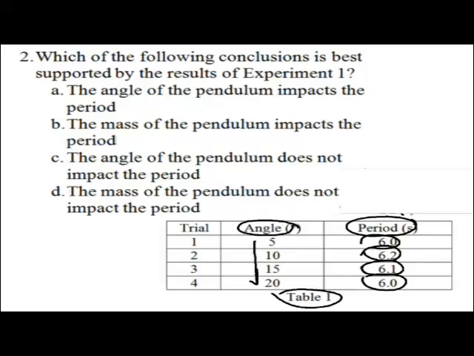All right, so let's look for an answer that supports that. Letter A, the angle of the pendulum impacts the period. That one we could rule out. Letter B, the mass of the pendulum. Mass has nothing to do with this one, so right away we could rule that one out. Letter C, the angle of the pendulum does not impact the period. That one sounds pretty good. Letter D, the mass of the pendulum does not impact the period. And again, D was asking about the mass. The mass is not studied in this experiment, so we're not going to go with letter D. The correct answer for that one should be C.